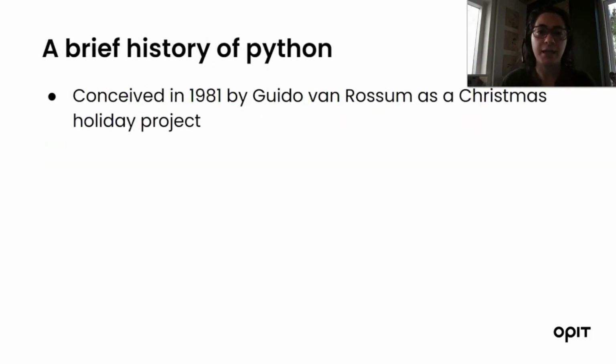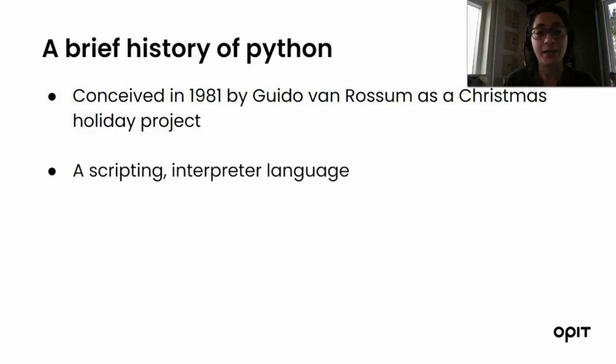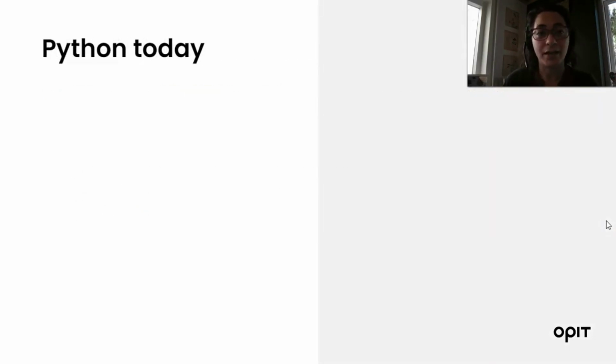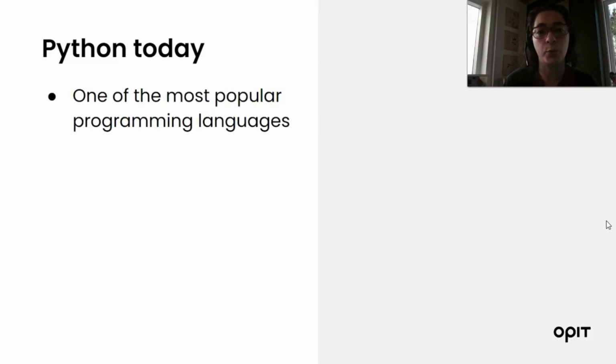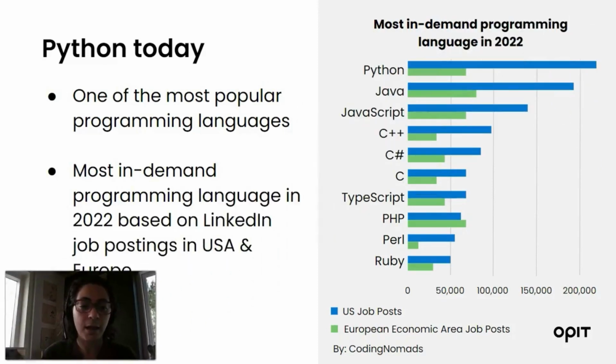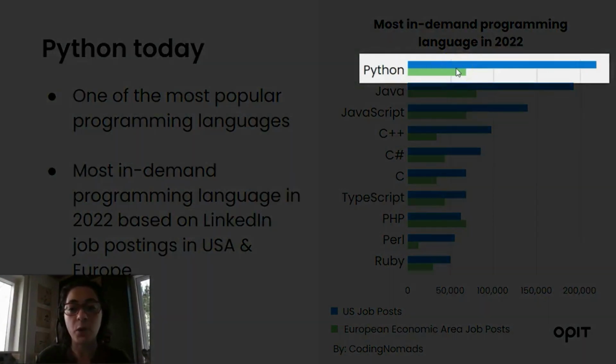Python was conceived in 1981 by Guido van Rossum. It was a project that he engaged with during his Christmas holidays. The idea was to create a scripting interpreter language, which would be easy to program, easy to learn, readable, and eventually open source. Needless to say that he succeeded in his task. Since Python's first publication in the 90s, it has grown to be one of the most popular programming languages today. Recent statistics from job postings in LinkedIn show that indeed Python is the most in-demand programming language in the US and the second most in demand in Europe.